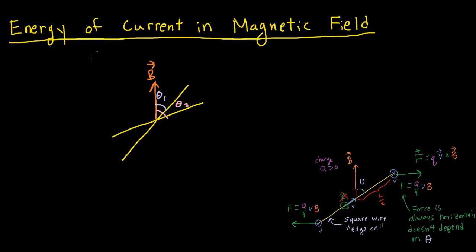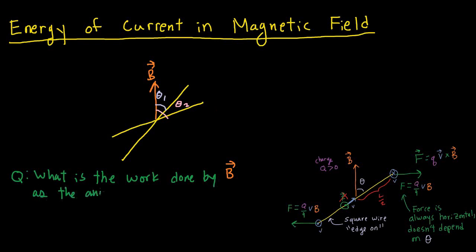So now I am finally ready to pose the question I've been meaning to ask for a while. So question: what is the work done by the magnetic field B as the angle is changed from theta sub 1 to theta sub 2?